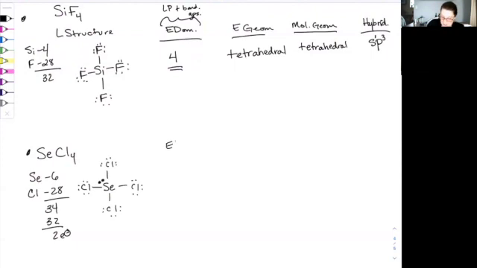So electron domains now is going to be the fact that we have 4 bonded groups plus a lone pair. So now we're at an electron domain of 5.